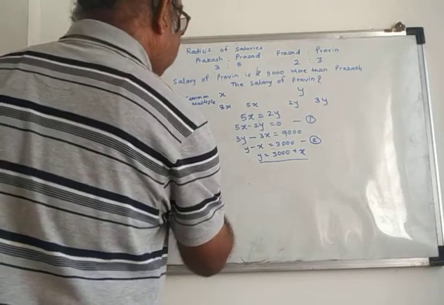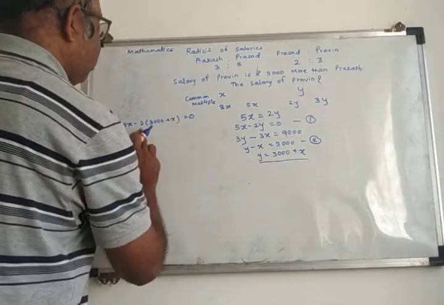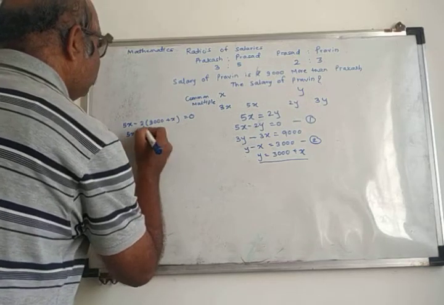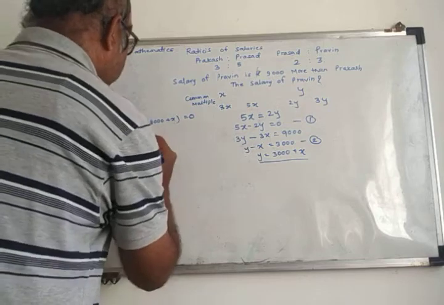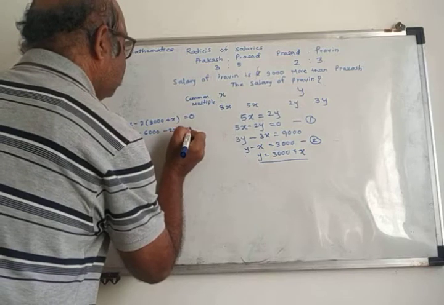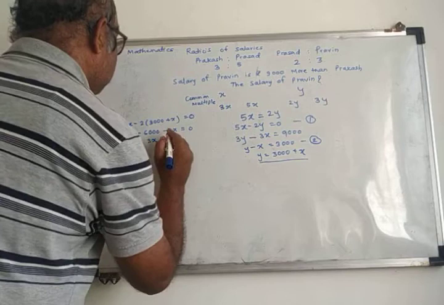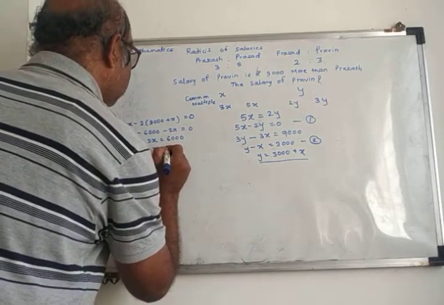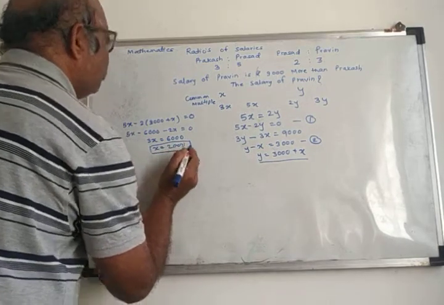5x minus 2y is equal to 0. This is equation number 1. We put y equal to 3,000 plus x over here. So 5x minus 2, multiplying the 2 with the terms in the bracket, gives 6,000 and minus 2x is equal to 0. 5x minus 2x becomes 3x, and 6,000 goes to the other side and becomes positive. Therefore x is equal to 2,000.